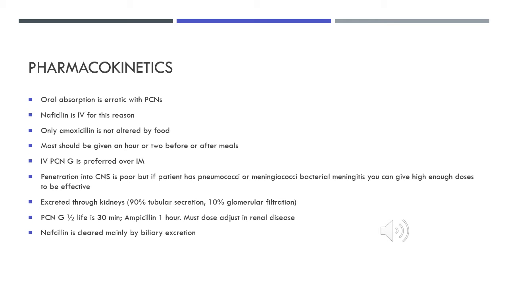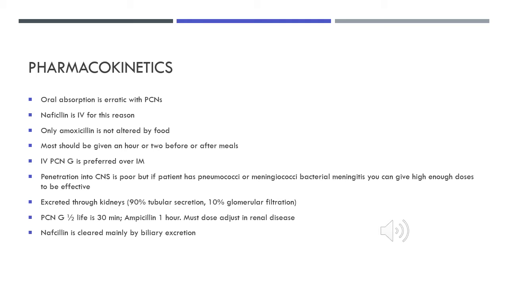So in terms of pharmacokinetics, I tried to put down the items that would be of clinical use for you to remember, and that is keeping in mind that oral absorption is fairly erratic with the penicillins. It's for this reason that nafcillin is really only an antibiotic that's utilized in IV formulation. Oral amoxicillin is the only penicillin that's not altered by food. So that's why it's so utilized with children. Most of the other oral options of penicillins need to be given an hour or two, preferably before or after meals.